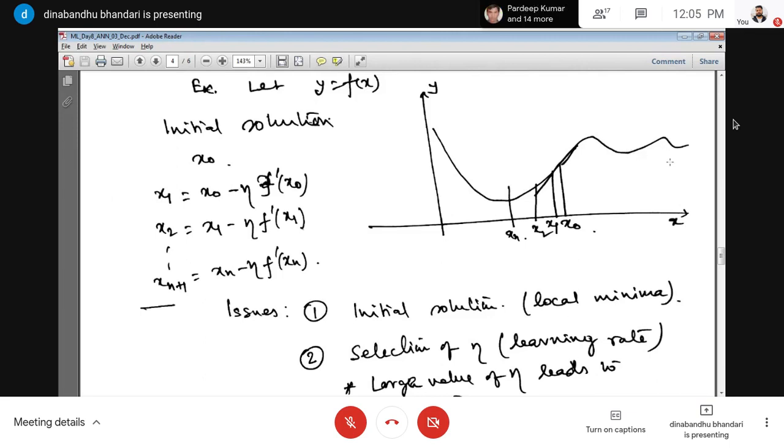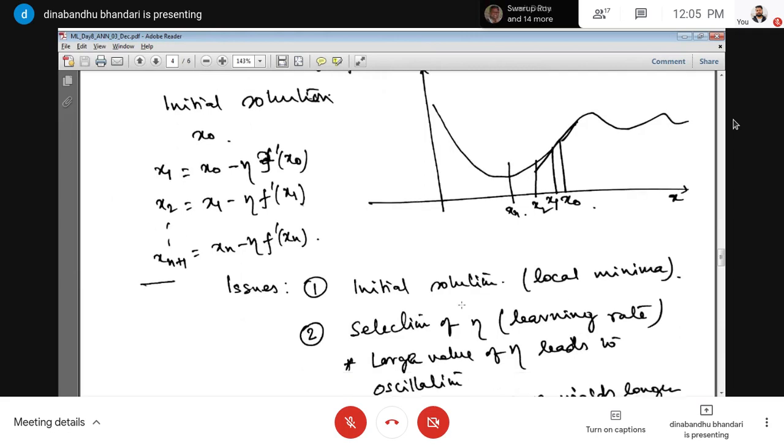This is a local minima, this is another minima, this is another minima. In this curve you have 1, 2, 3 minimas, and depending on the initial solution, you may get this one if you are lucky. If you are not so lucky, you may get this, otherwise this one. There is a chance. That's why the gradient descent technique has an issue of getting stuck at a local minima. But there are ways to avoid it. I'll talk about that.